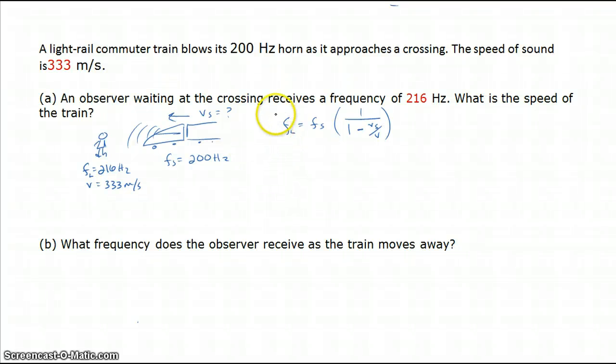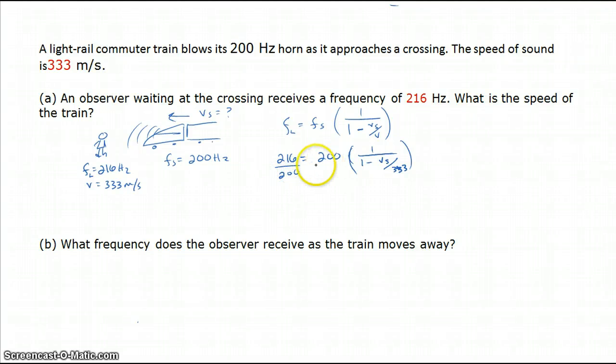So if I drop some numbers in, he hears 216 hertz. The emitted sound is 200, times 1 over 1 minus the velocity of the source, I don't know. The velocity of sound is 333 meters per second. So that's my equation, and now it's just algebra. But that can still throw some folks, so here's a couple quick steps you could do.